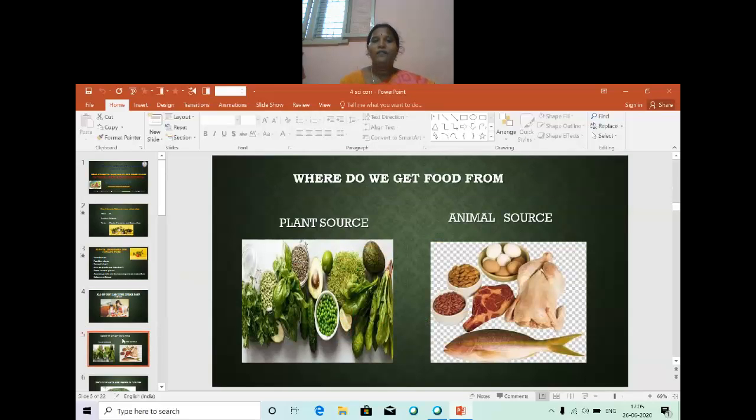We are eating all the food we get from two sources. One is plant source, another one is animal source. For example, rice, cereals, pulses, green leaves, and then nuts, fruits, vegetables. These are all we get from plants. As well as we are eating egg, milk, chicken, fish, mutton, and some other nuts. These are all we are getting from animals, isn't it? But most of the food we get mainly from the plants.